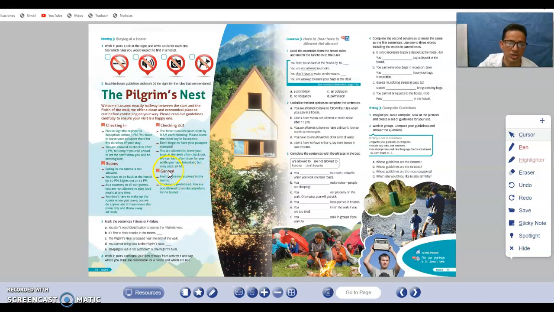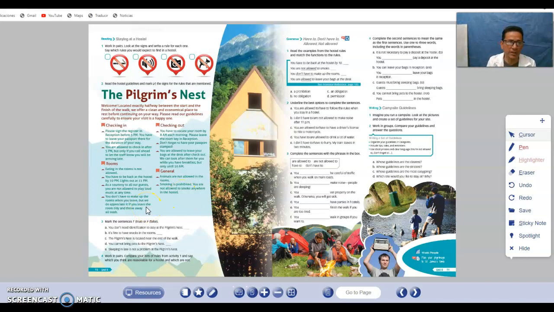General. Animals are not allowed in the rooms. Smoking is forbidden. You are not allowed to smoke anywhere in the hostel. All right?